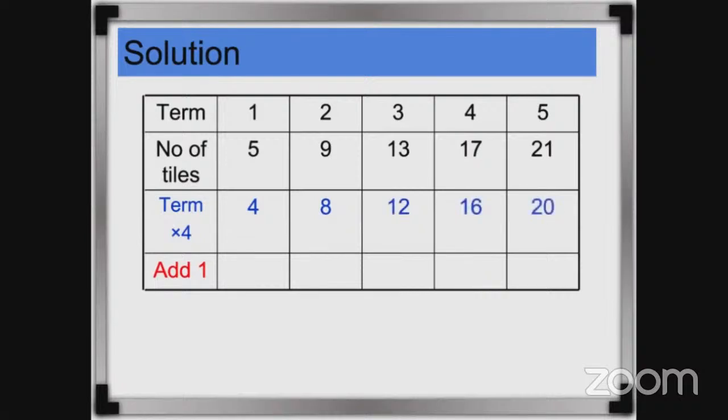All right, so we are definitely multiplying the term number by 4, and then we are adding 1 to it. So the number of tiles is equal to 4 multiplied by the term number with 1 added. Is everyone seeing that?